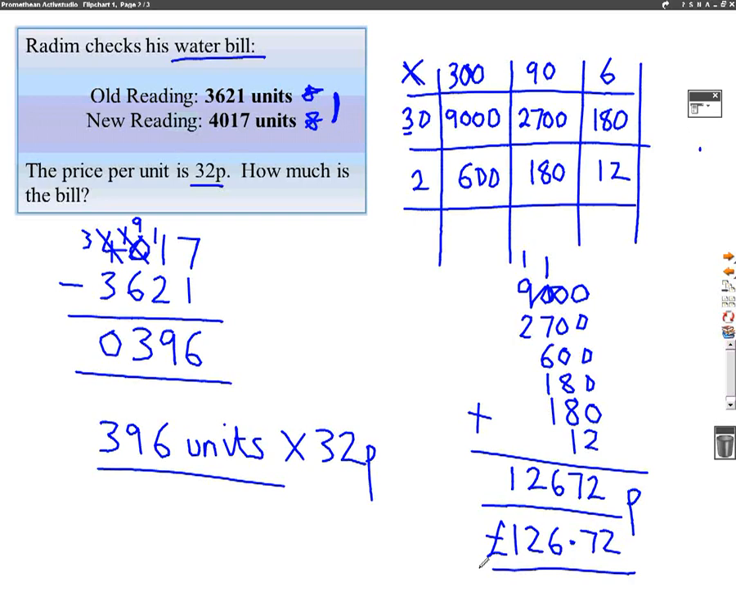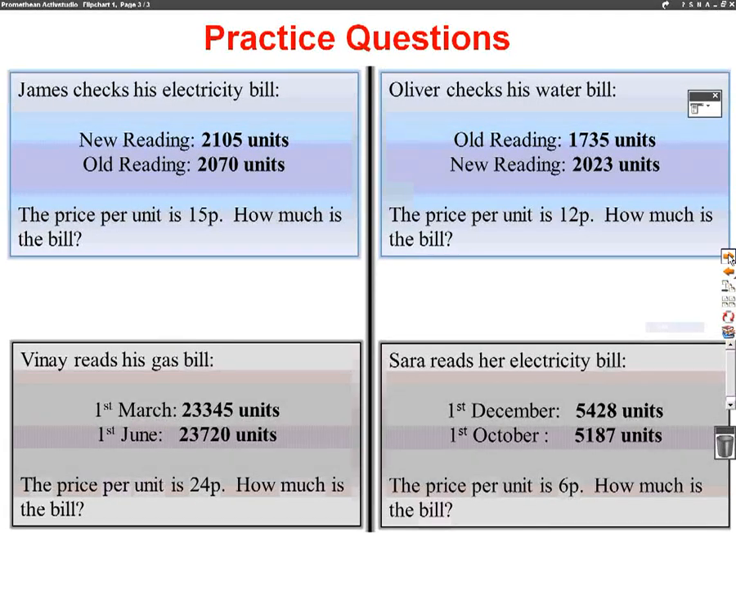So all we did to answer this question is we worked out the difference between the two readings, and then we times it by the price that they gave us, and we were just careful when we were doing that using the grid method. There's other ways to do it as well. As long as you get the right answer, you'll get the marks. So I've prepared a couple more questions because they don't just have to be water bills. They could be any other bills. So there's quite a few questions here for you to have a go at. Good luck.